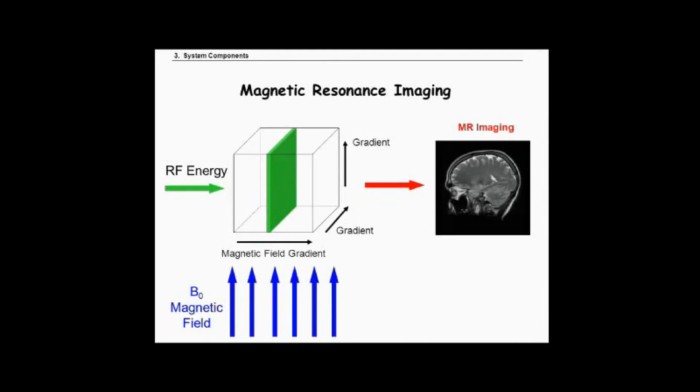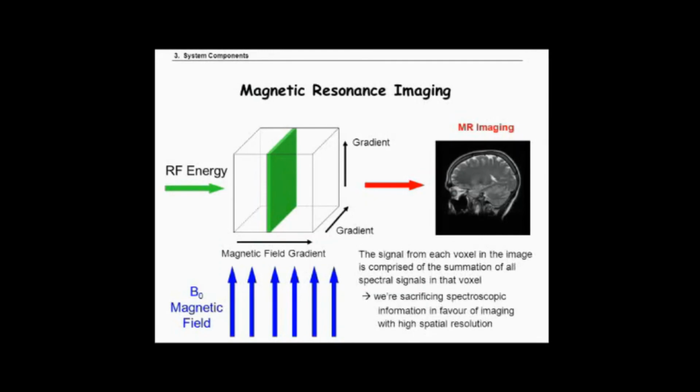Okay, and then by using gradients in the two other orthogonal directions, we can separate the signal from different positions, and so we can produce an image. And so we have very small voxel volume elements, very small pixels, if you like, within here, and the signal we're getting is from all frequencies within that, if you like. So we're basically sacrificing any spectroscopic information in favour of imaging with higher spatial resolutions.